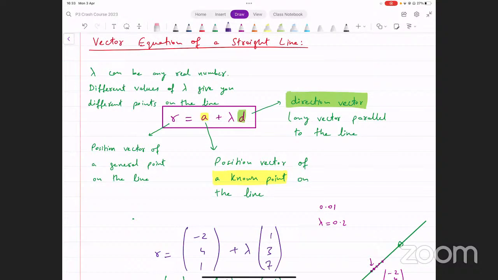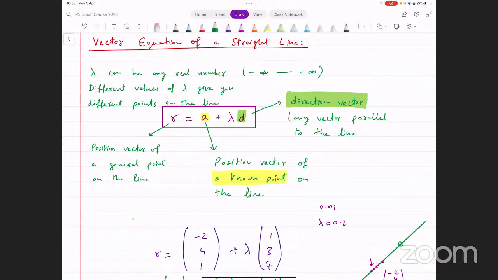Remember, any real number means it could be any value in decimals, 0.0001, 2.3457. So basically any value. And different values of lambda are going to give you different points on the line, therefore. Okay, so you could have the value of lambda between minus infinity to plus infinity. Any value that you give gives you another point on the line.